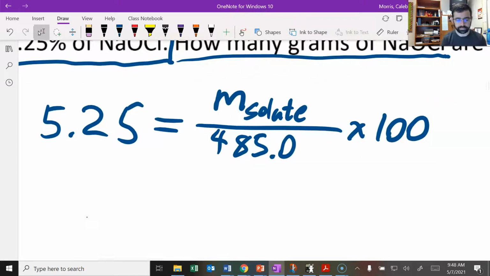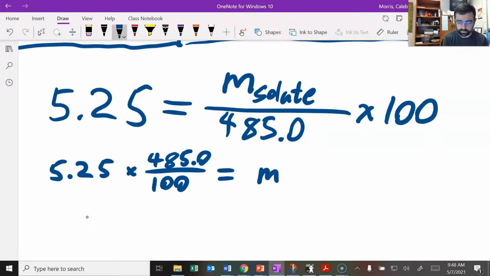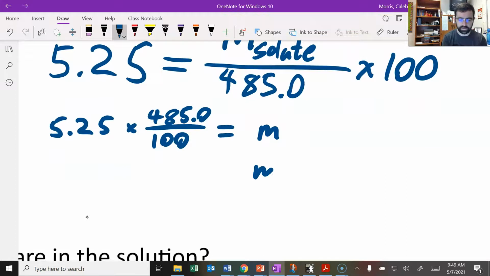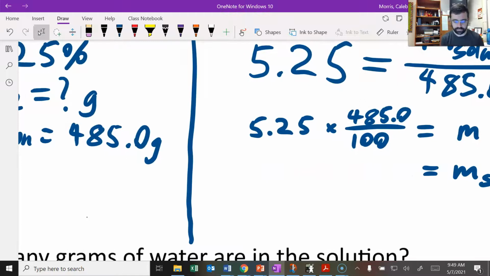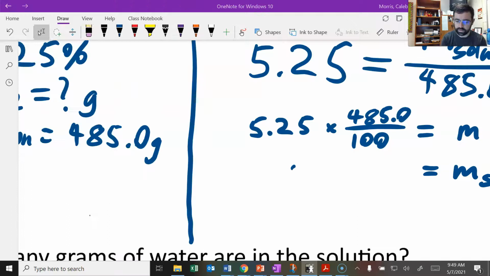And then we can just rearrange and solve. So I know that I'm going to have to multiply 485 by 5.25 and then divide by 100. So our mass of the solute can be found by doing that operation right there. 5.25 times 485 over 100 is 25.5 grams.